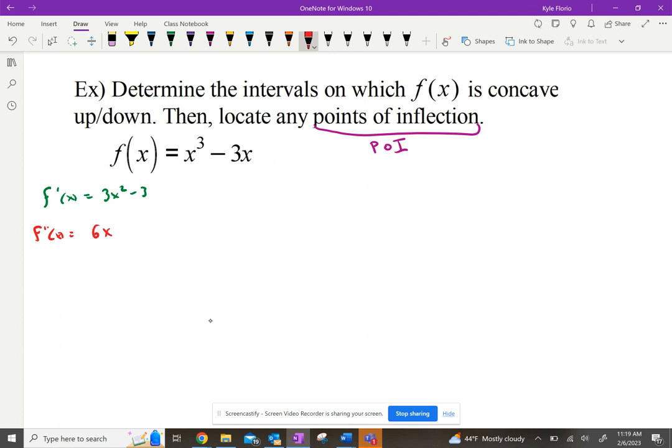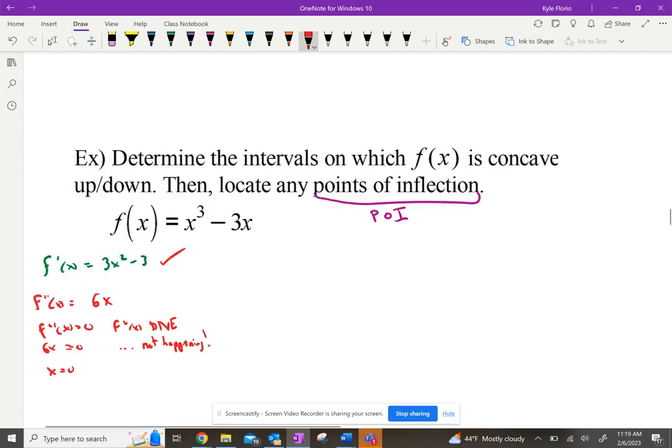So I want to find out where this is either 0 or does not exist. And 6x is always going to exist, so we just want to find out where it's 0. So the second derivative equals 0 when 6x equals 0. So that's when x equals 0. If you want to find out where the second derivative does not exist, it's not happening. It's going to exist everywhere. Is 0 defined in my first derivative? Can I plug 0 into this function? Yes, if I plug 0 in, I just get negative 3, which is fine.